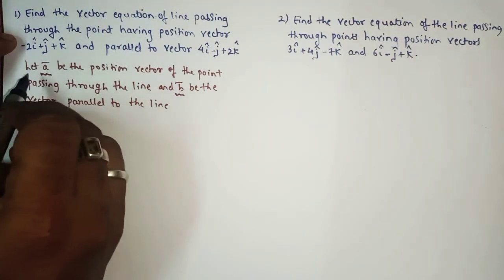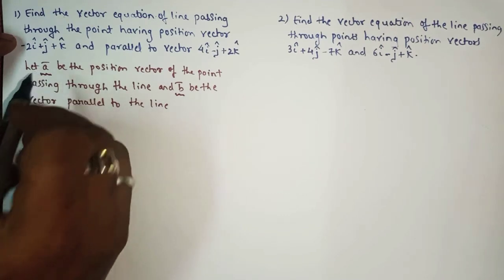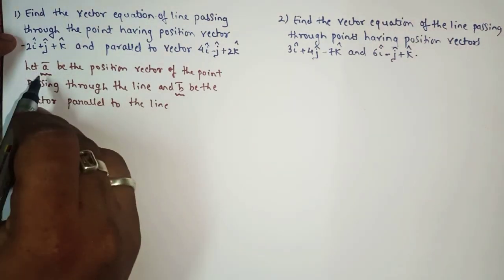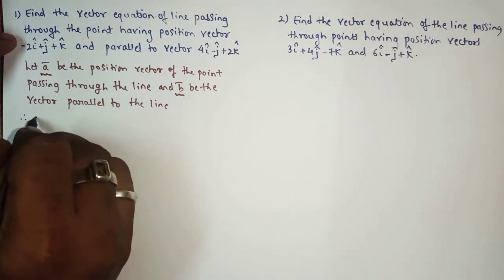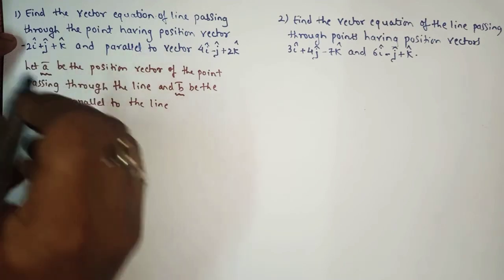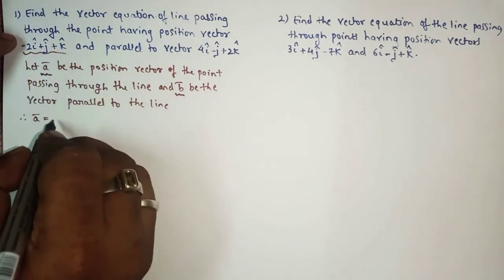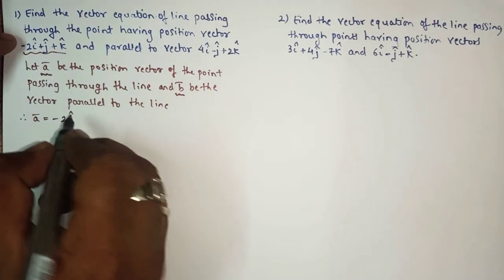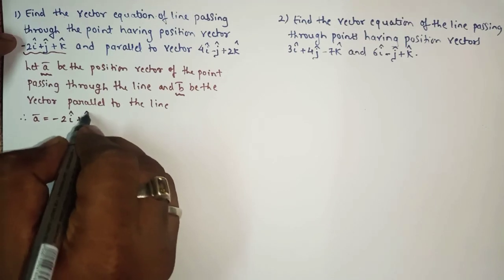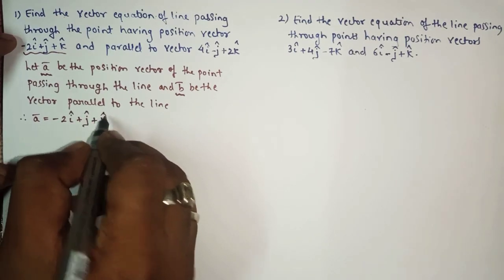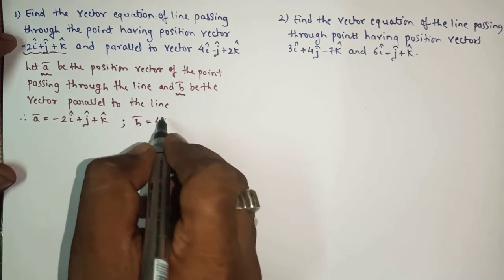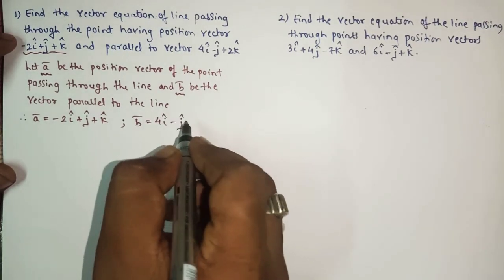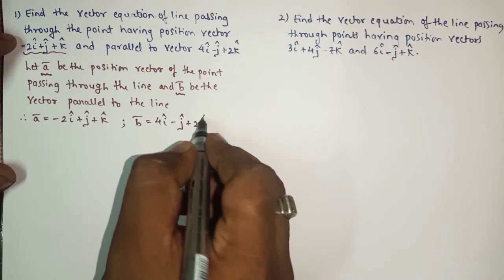Here you will start with let, because exactly we don't know which alphabet we are taking. So we'll take let a bar be the position vector and b bar be the vector parallel to the line. So therefore a bar will be minus 2i plus j plus k, and b bar will be 4i minus j plus 2k. Yes or no?